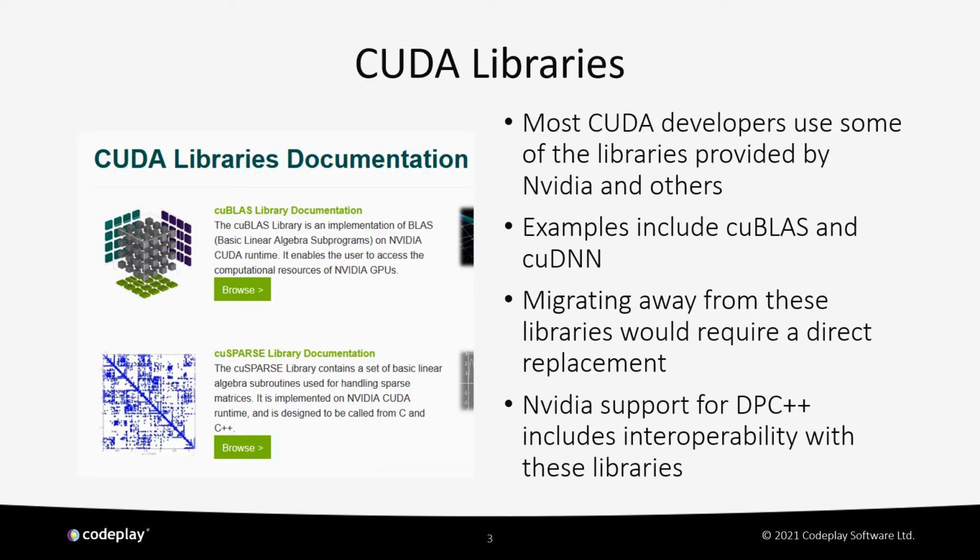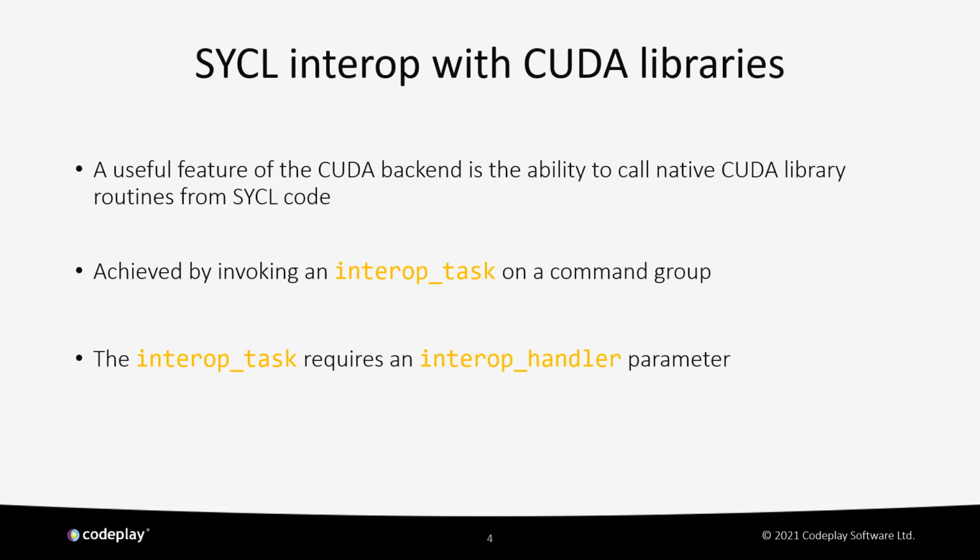NVIDIA provides many useful libraries to developers, such as cuBLAS and cuDNN. These are widely used as they are highly optimized for NVIDIA hardware. Since migration away from these would require a direct replacement, DPC++ provides interoperability with CUDA libraries. Using the interoperability features provided by DPC++ allows developers to easily call CUDA library functions from SYCL command groups. This is a very useful feature of DPC++.